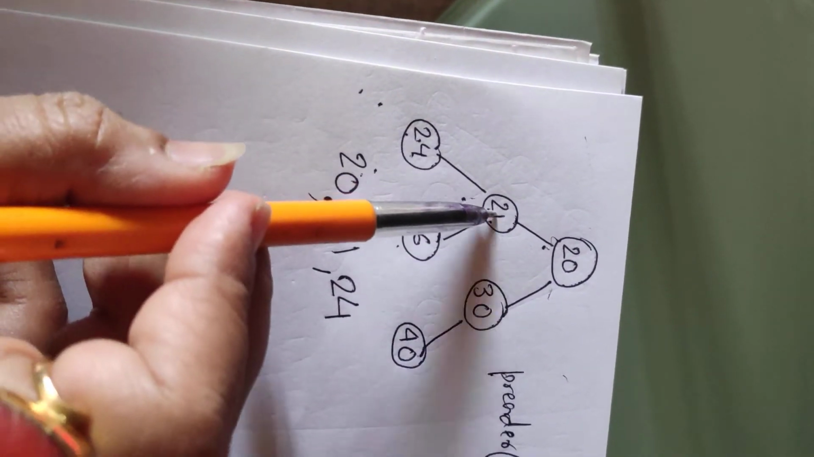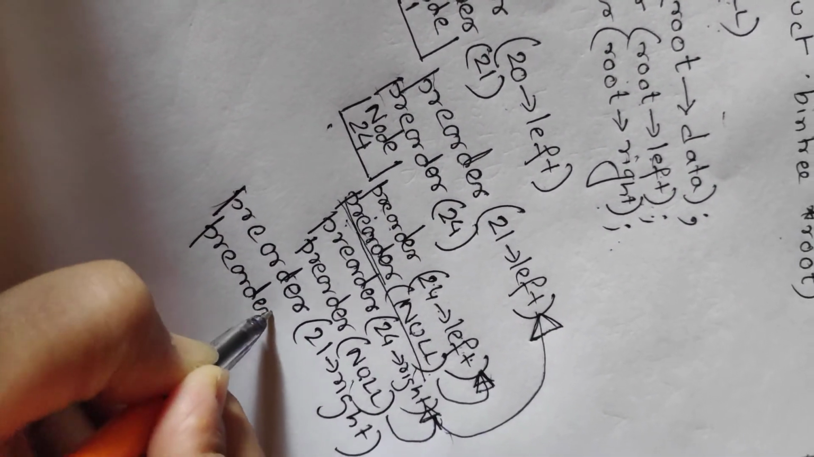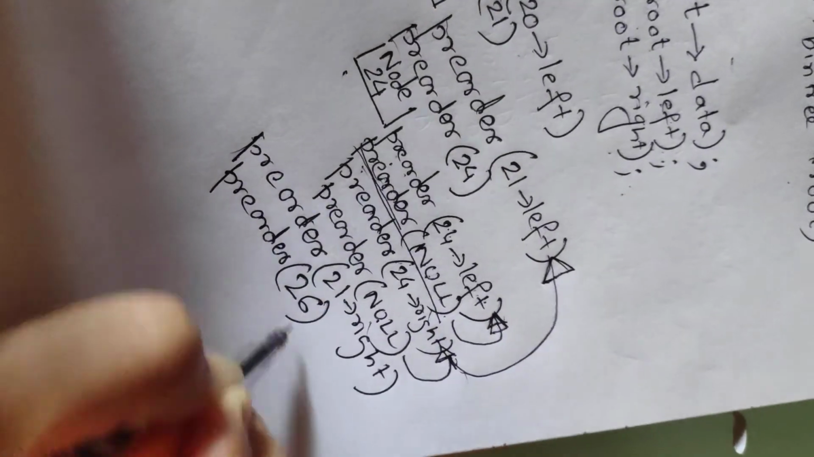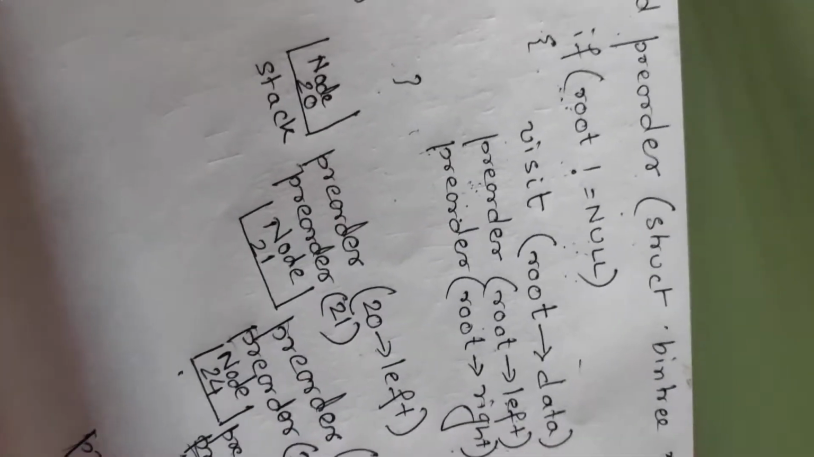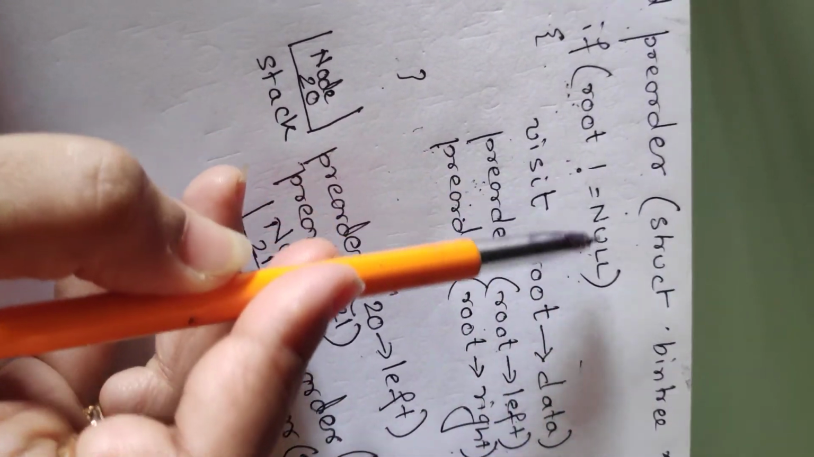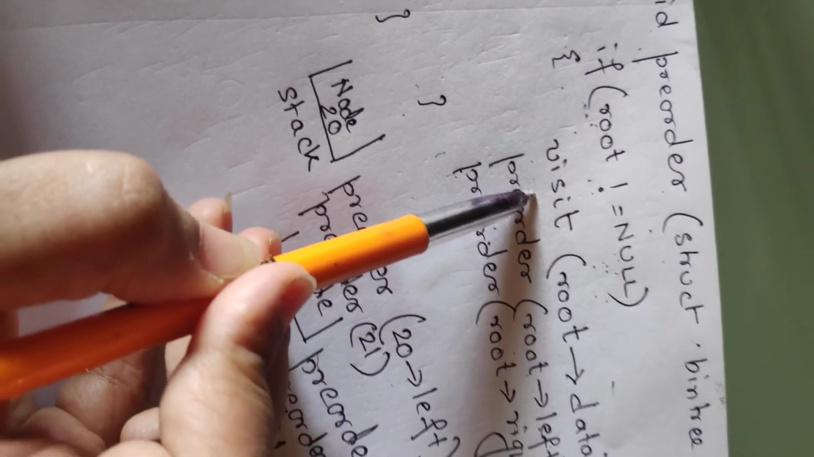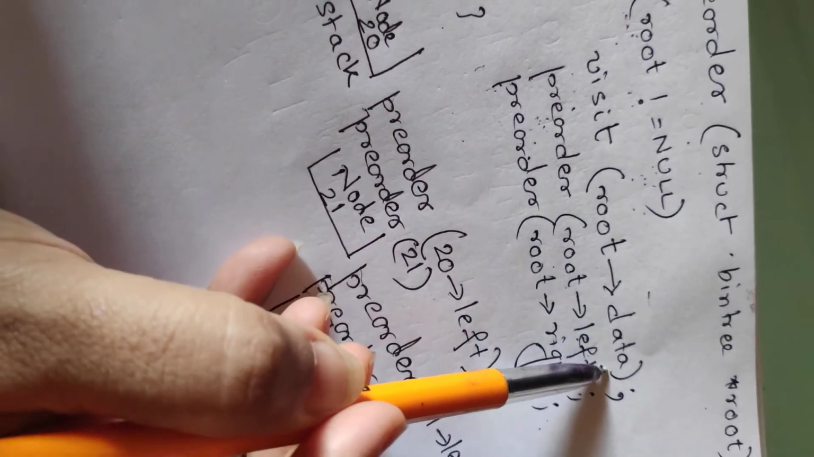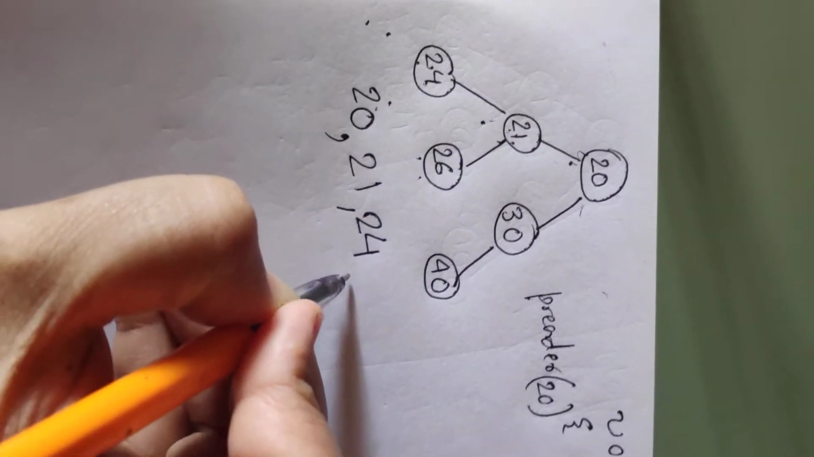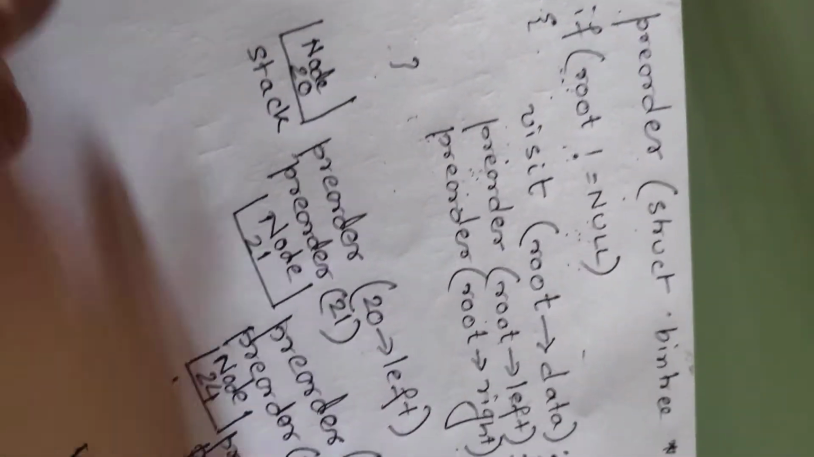Let us see. 21 right is 26. That means you are giving a call to preorder 26. Okay. Now preorder 26 is called, root is not equal to null because 26 is not equal to null. So you enter the if condition, visit root data. So 26 is printed. Correct?